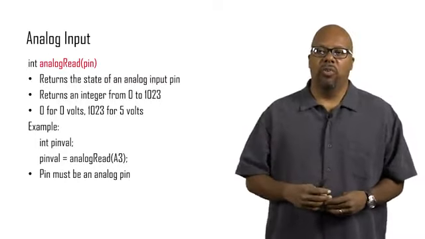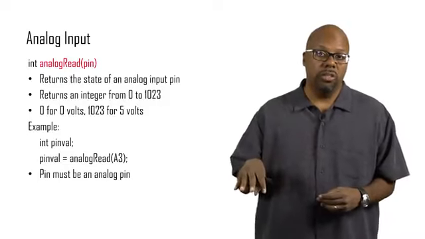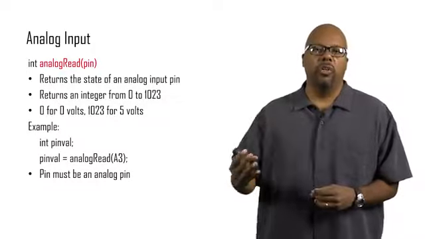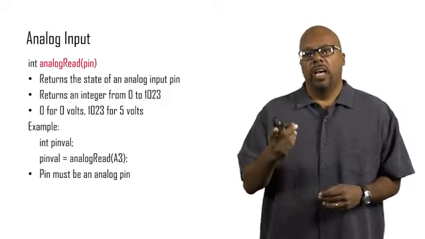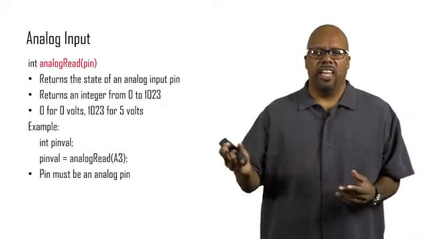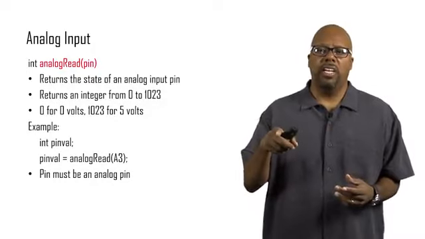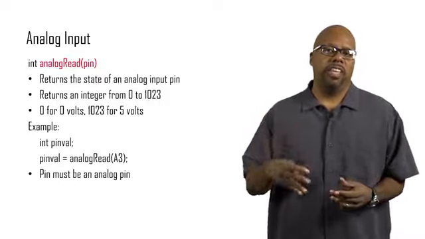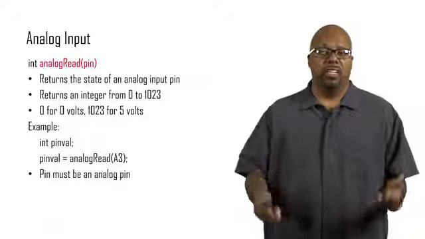So it's going to return a digital number that corresponds to the analog voltage that it reads off of the pin. Again, it returns an integer. You can see in the example, pinVal again is an int. I say analogRead(A3). Remember that the pin that you pass as an argument to this has to be an analog pin, because it's analogRead. It won't work for a digital pin.